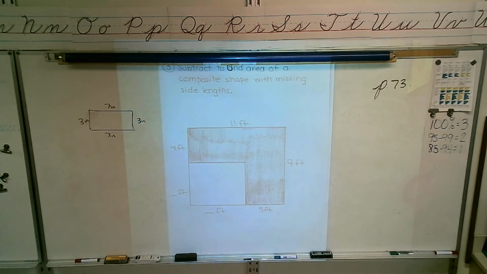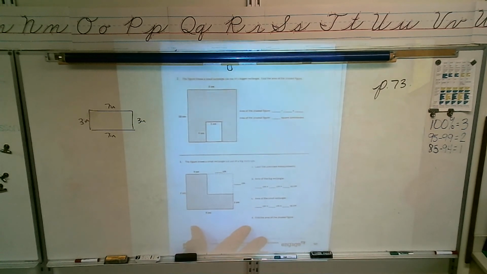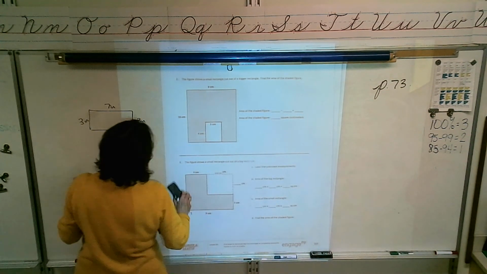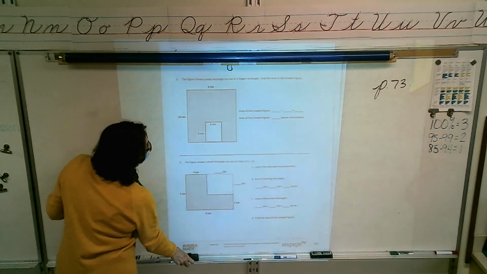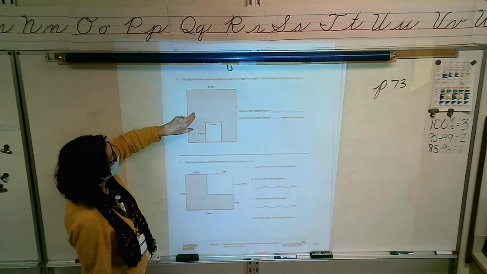This is what page 73 looks like. We have another composite figure there, don't we? And thank goodness we aren't missing any of our side lengths. They did give us a number sentence. We need to find the area of the shaded part.